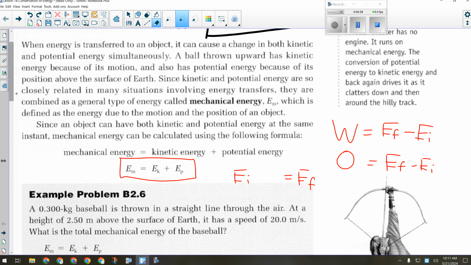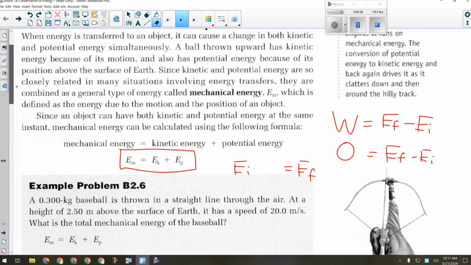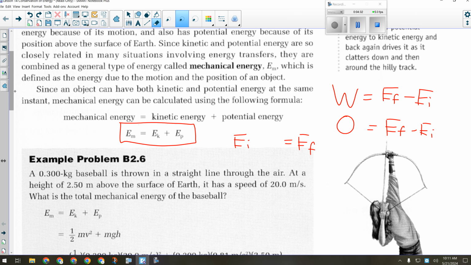So here would be an example of that. I've got a baseball, and it's thrown in a straight line through the air. I know its mass is 0.3 kilograms. I know its height is 2.5 meters. And I know its speed is 20 meters per second. So I'm given that it has kinetic energy, it has potential energy, and has mass. That's kind of important.